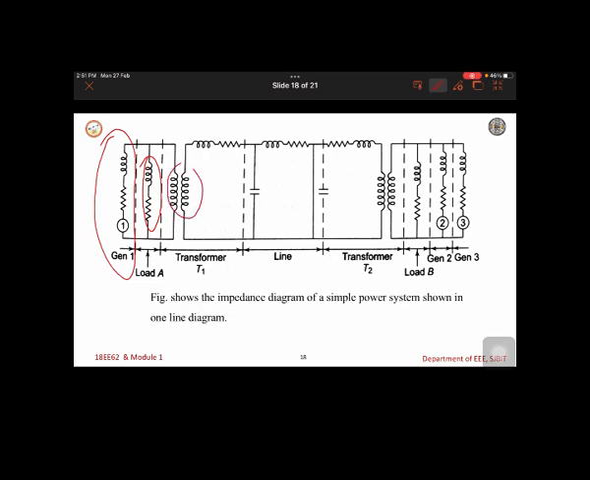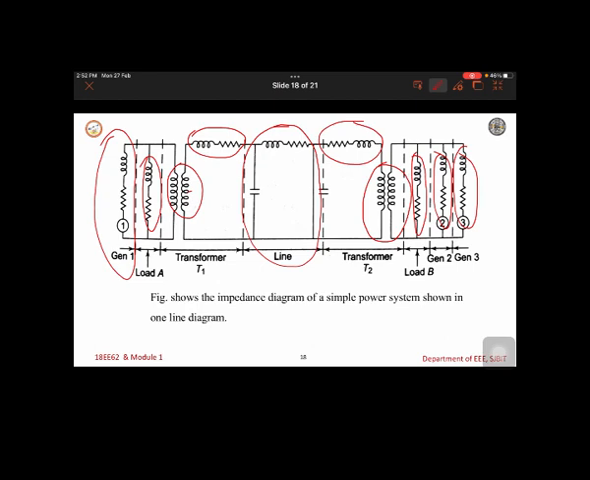And we have a transformer, represented as a two winding transformer, and we have a transmission line, represented like this, that is a pi model, and this is transformer 1. Similarly, we have transformer 2, with its magnetizing component, and we have a load connected in parallel. Generator 2 and generator 3 are connected in parallel.